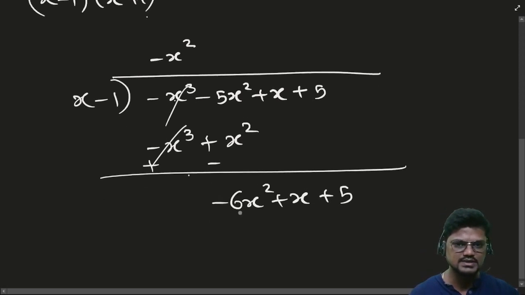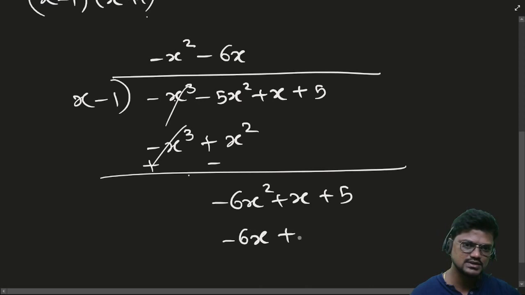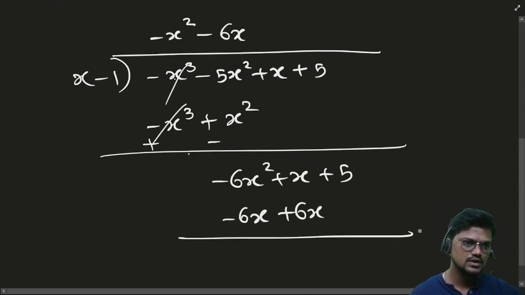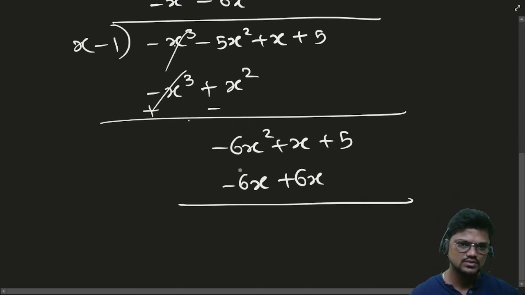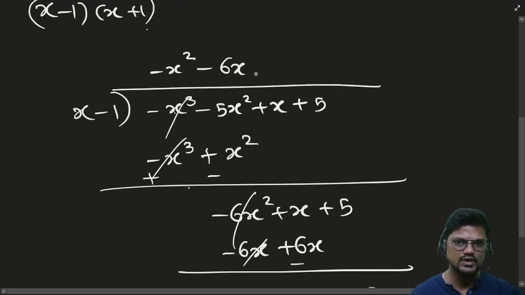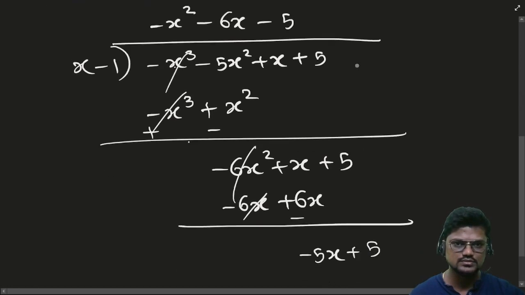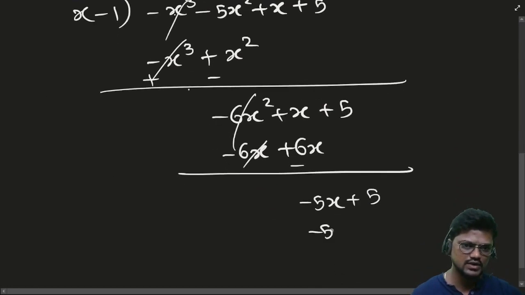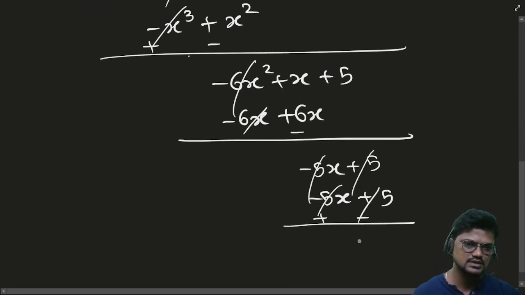Now since you need minus 6x square, you have to multiply with minus 6x. You get minus 6x square. Minus 6x into minus 1 is plus 6x. So after this, what you get? This gets cancelled. This will be minus 5x plus 5. Now you need minus 5x. You have to multiply with minus 5. Minus 5 into x is minus 5x. Minus 5 into minus 1 is plus 5. If you subtract, both of them will get cancelled. The remainder is 0.